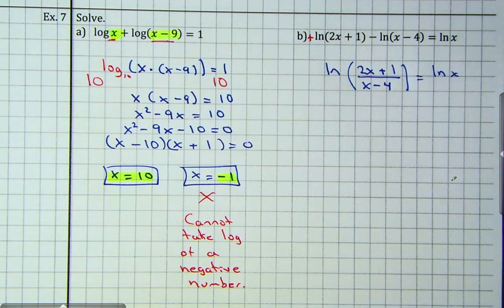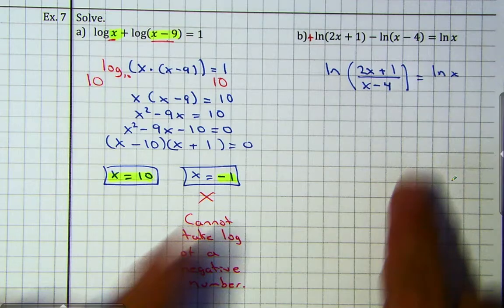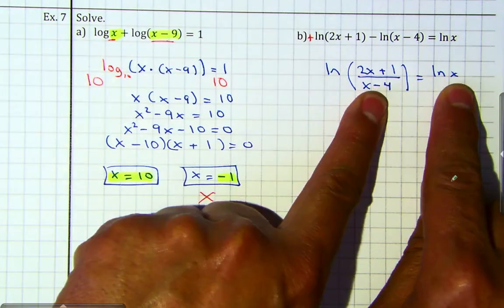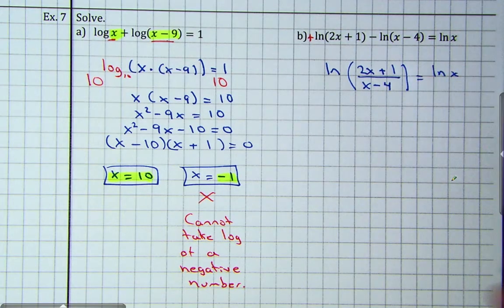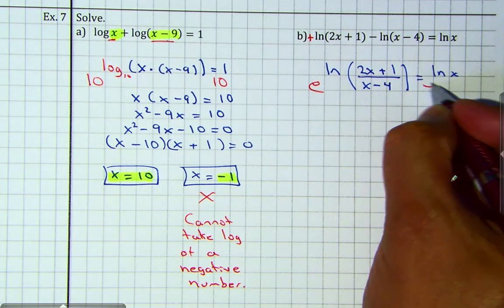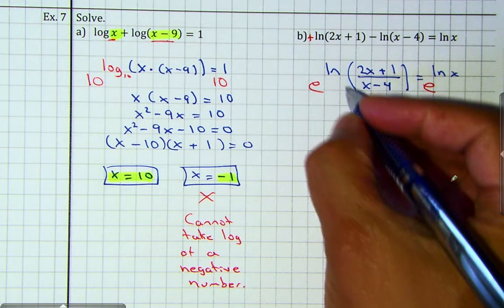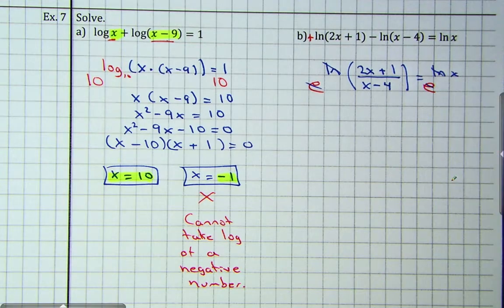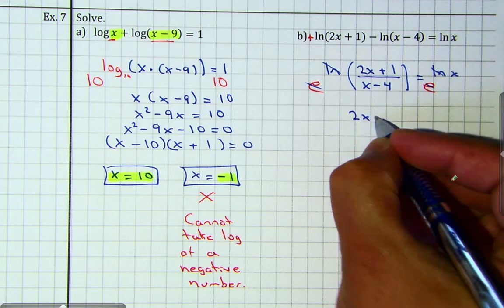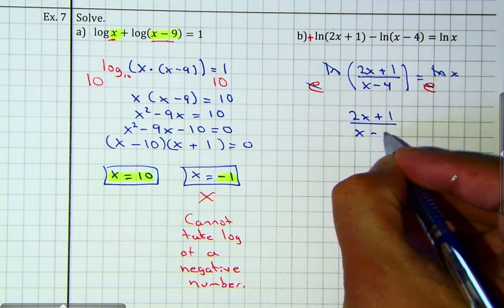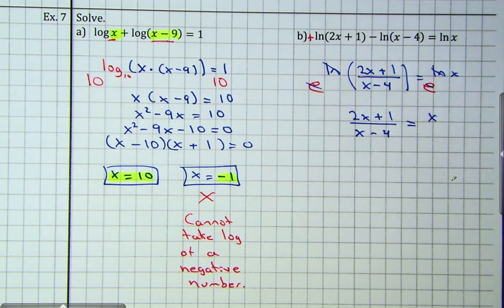And now our one-to-one property tells me that if I have two logs, this one should be equal to each other. Or if you want, you can say, no, I want to take the base e on both sides. That cancels and that cancels. Either way works fine. So we have 2x plus 1 over x minus 4 equals x. So go ahead and solve it, see what you get, and we can compare answers. Go and pause it.